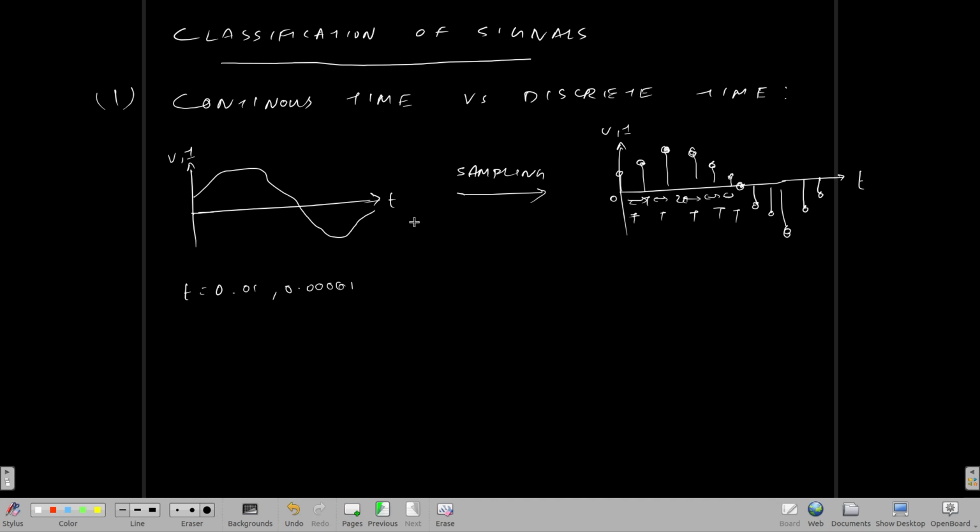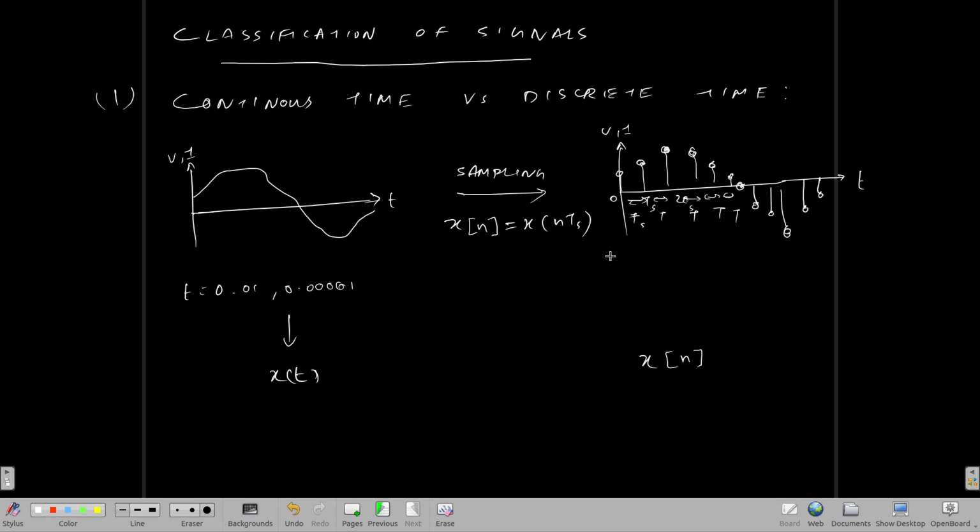Representation wise, continuous time signals are represented as x(t), with parenthesis. And discrete time signals are represented as x[n], with square brackets. The relation of sampling is actually x[n] equal to x(nTs). So 0, Ts, 2Ts, and so on and so forth.